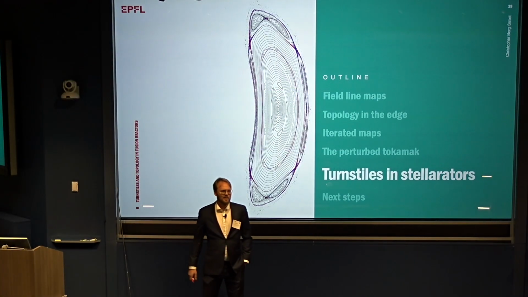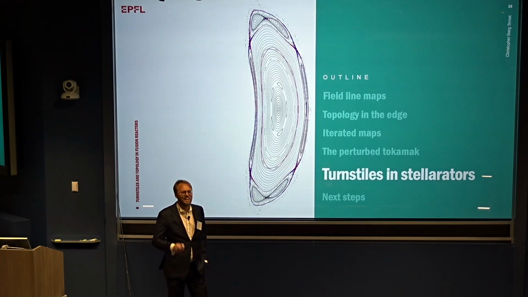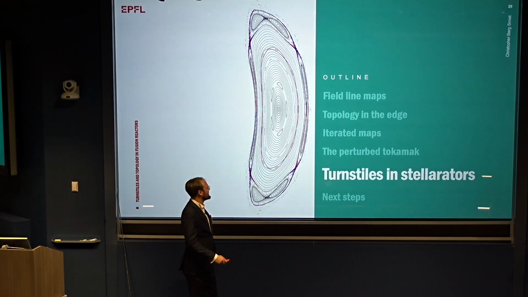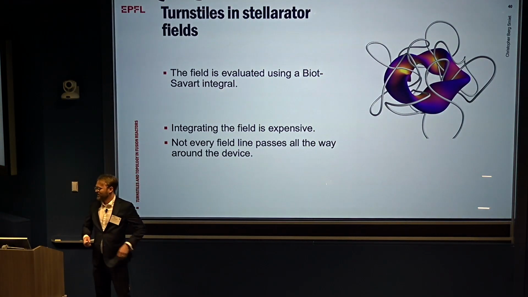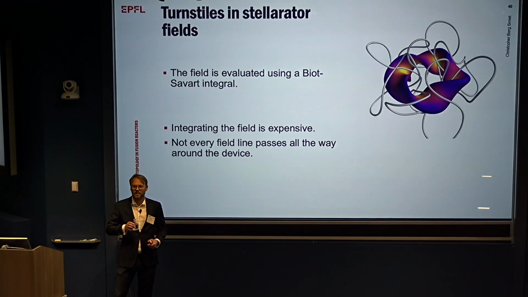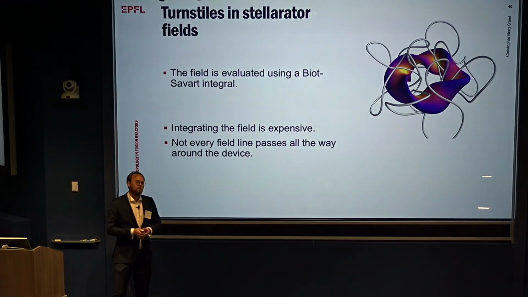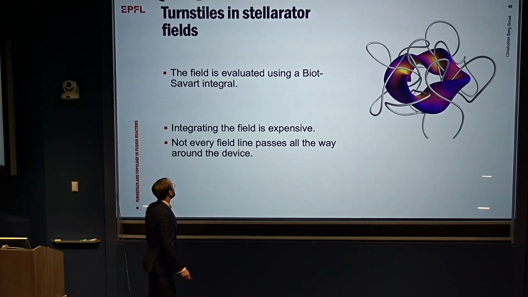But tokamaks, they're axisymmetric. The perturbations are just slight changes to it, maybe some bigger changes. What we really want to get into is stellarators and turnstiles in stellarators. So as I said before, we now have to calculate the field using a Biot-Savart integral on the coils. And this is quite a bit more expensive than evaluating those analytical expressions.